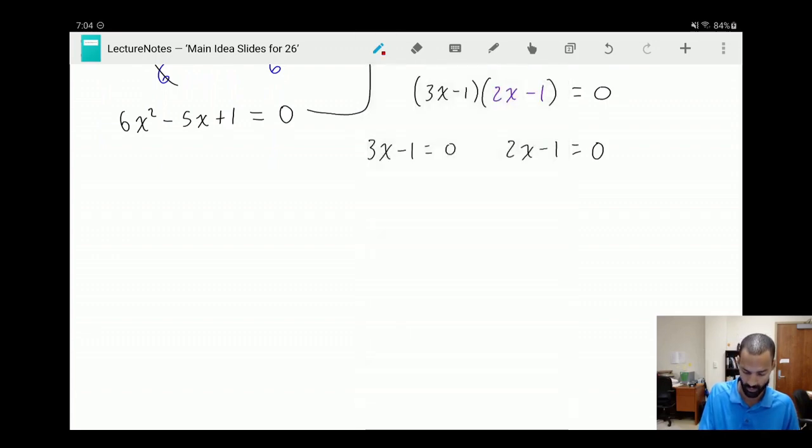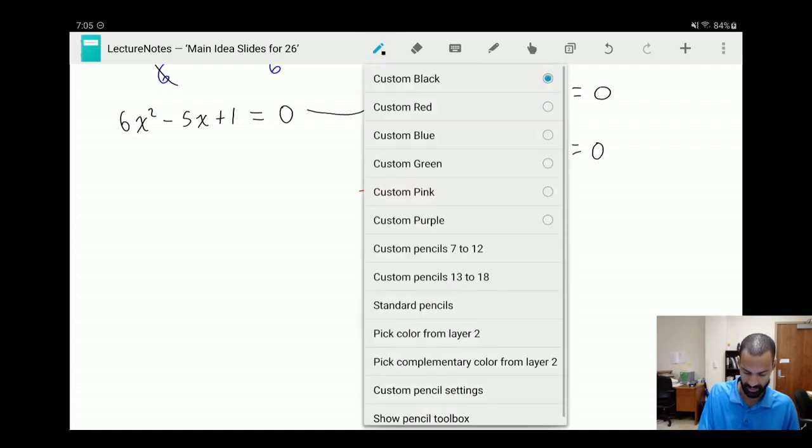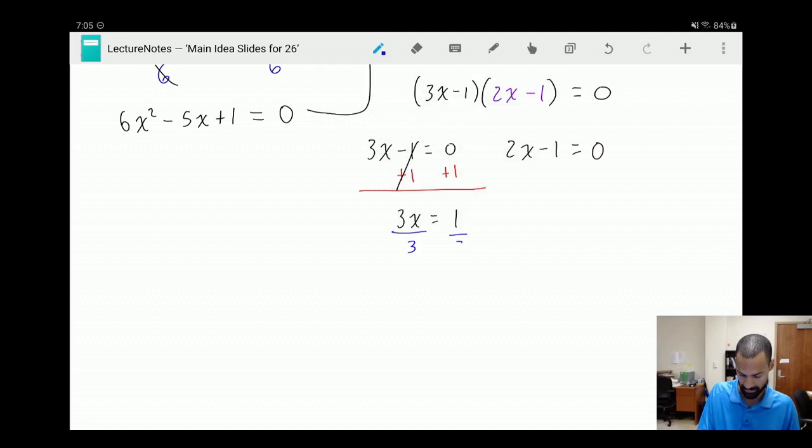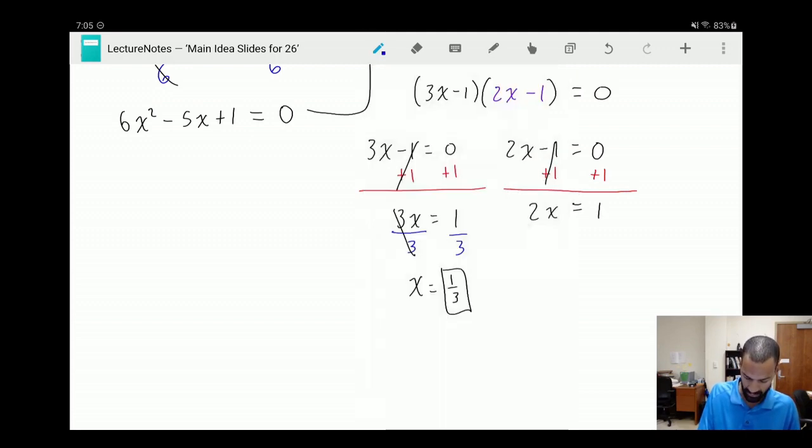On the first one, I'm going to add 1 to both sides. x equals 1. I'm going to divide both sides by 3. x equals 1/3. There's my first solution. On the other one, I'm going to add 1 to both sides. 0 plus 1, of course, is just going to be 1. 2x comes down. Divide both sides by 2.